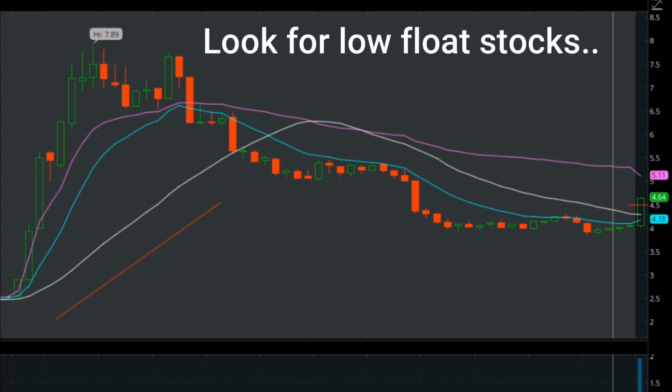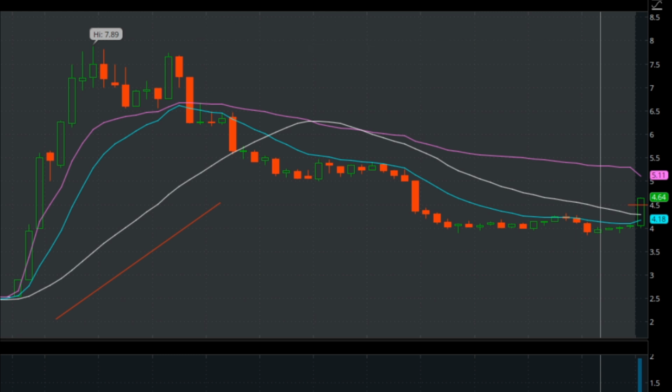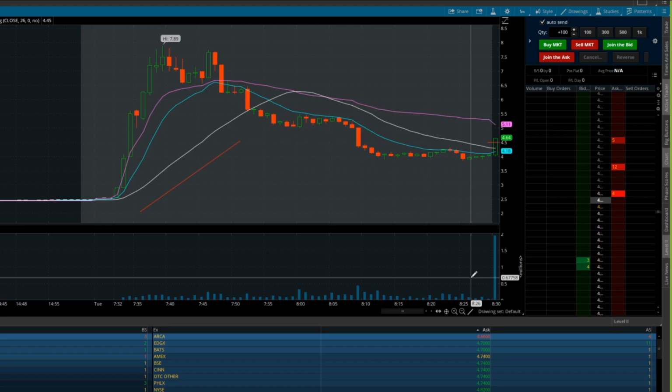I'm usually looking for anything between 1 and 15 million as a float. If we want to get really specific, I'm looking for a small float, anything up to really 15 million. The smaller the float, the better, because it's going to have more momentum. And this is a momentum strategy taking advantage of the moving average crossover.